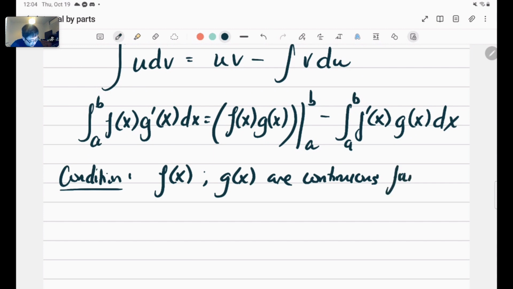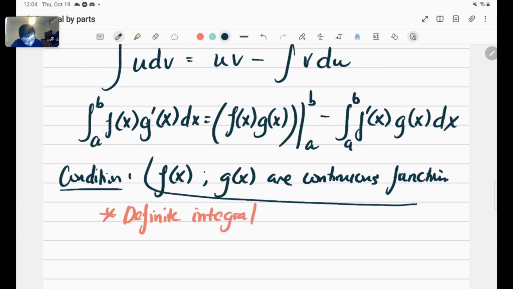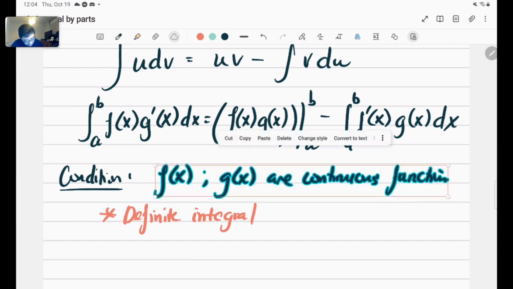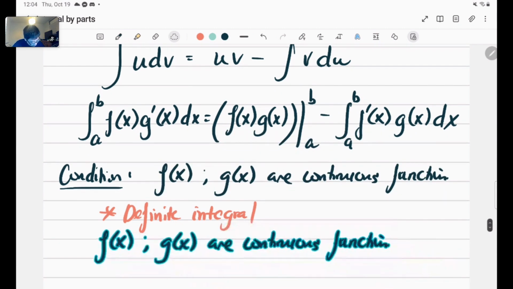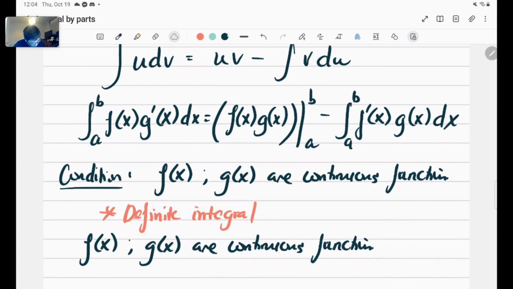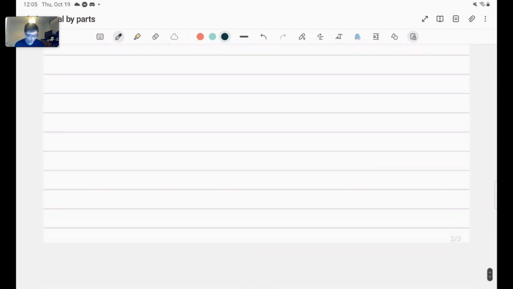Okay, and that is a number one condition. For definite integrals, it's the same thing, but they have to be continuous on the interval a and b. So I'm going to write that down: on the interval a and b. Because if they are not continuous when you do the integration, you will get divergence. So a divergent result will come out.